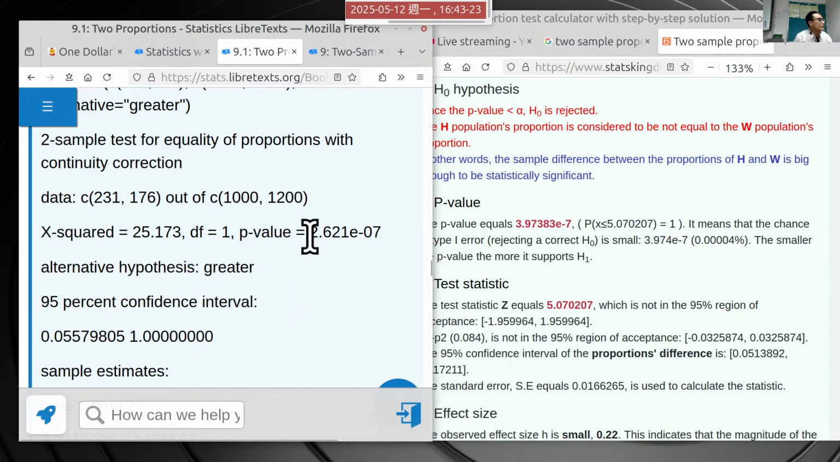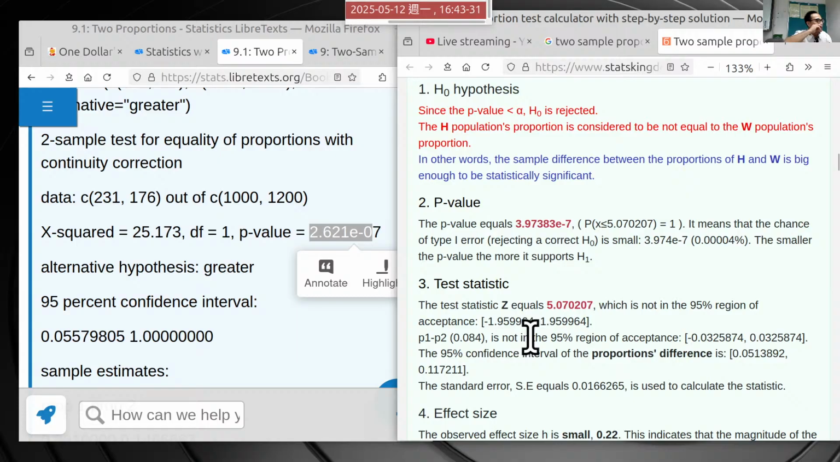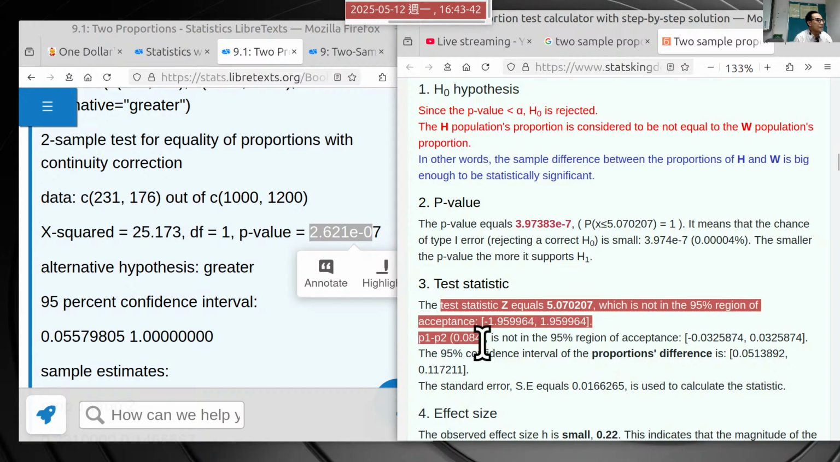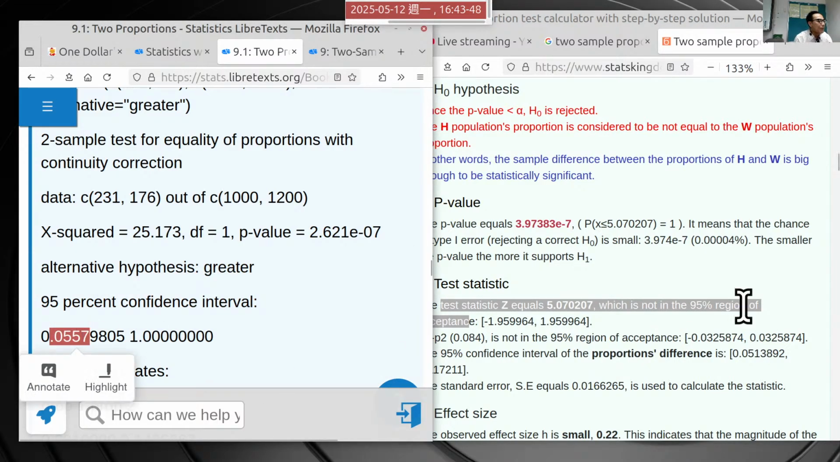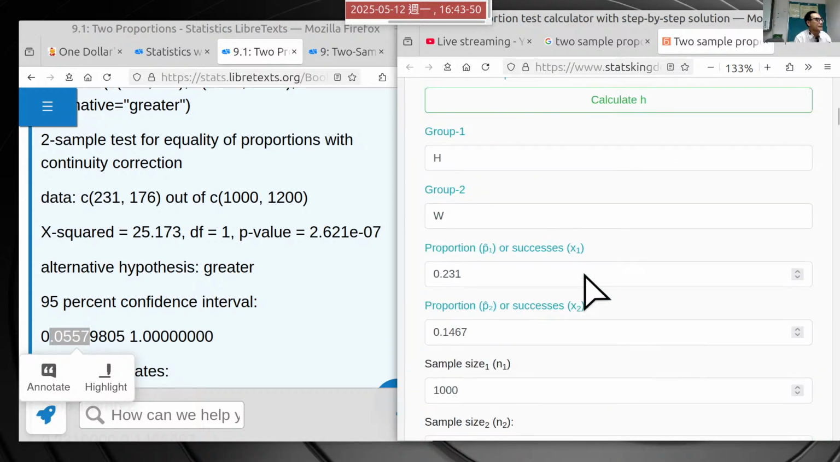At the calculation, it's a little bit different. I will explain why. And the test statistic Z equals 5.07, which is not in the 95% acceptance range here. And actually, from the textbook is here. Why? Personally, I think it's here.